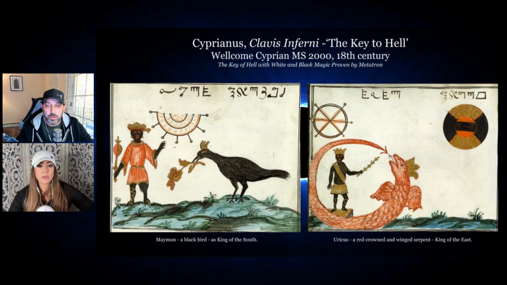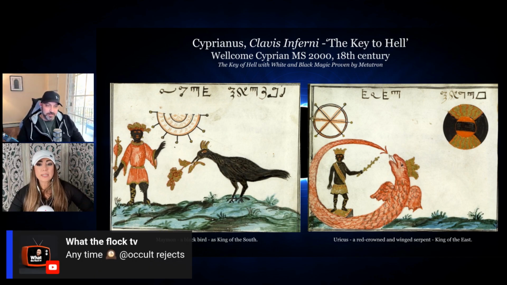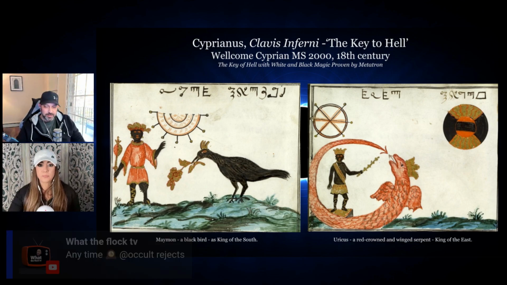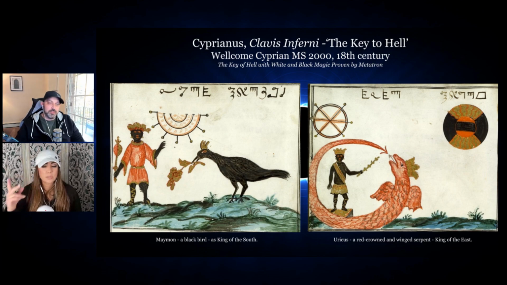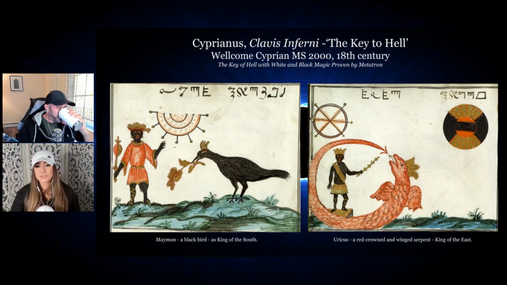Okay, now on to the Latin Cyprian, which I thought was very interesting. And this is the Latin manuscript of the Cyprian, basically called the Clavis Inferni, and it is the Key of Hell with white and black magic proven by Metatron. It's not related to the Iberian Cyprian, which is the Portuguese and Spanish one, and it's totally different. And it shows a correlation with the following literature, and I'm going to massacre these, so I apologize: the Heptameron, Heinrich Cornelius Agrippa's literature, the 6th and 7th Books of Moses, Das Kloster, Liber Lunae, Trithemius's Polygraphia, and the Magical Calendar. I know I butchered all of them.